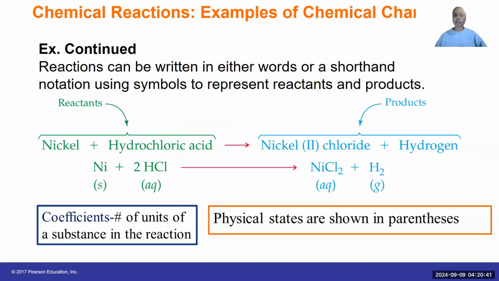We've got to evaporate it. Correct. So coefficients are the numbers that go in front of, to the left of, a formula or an element, showing the number of units of each substance in the reaction. We can either have them on the reactants or the product side.